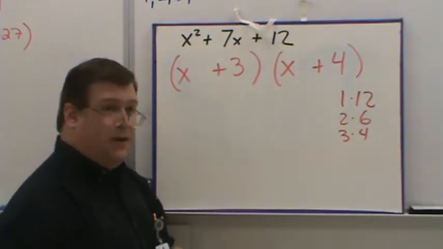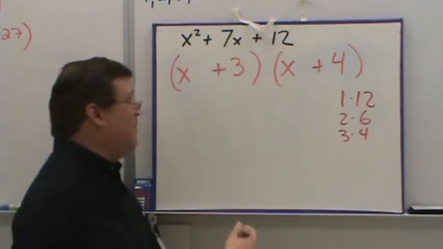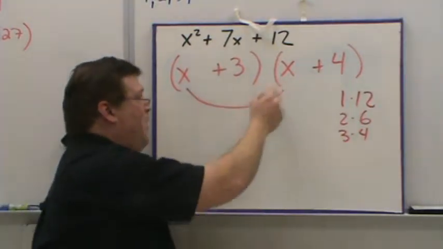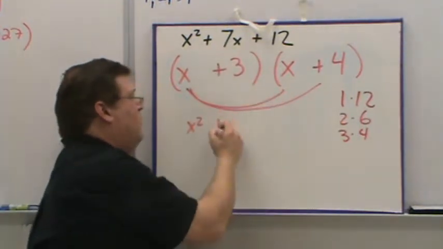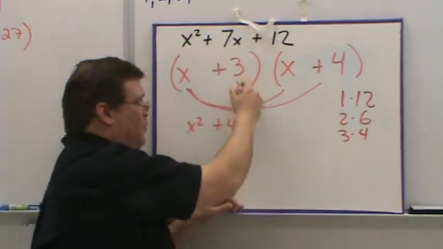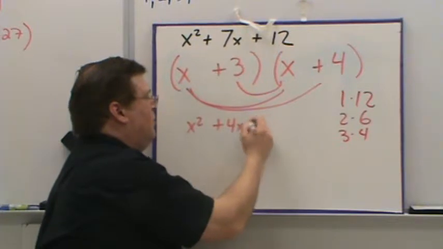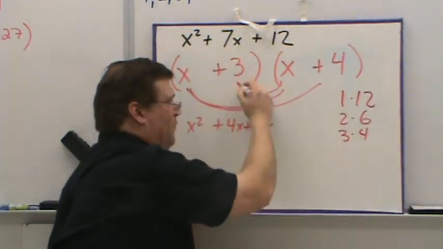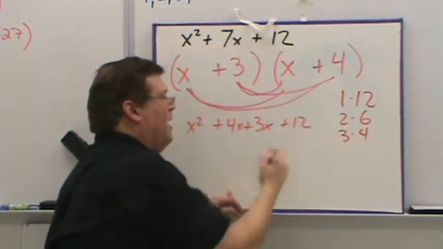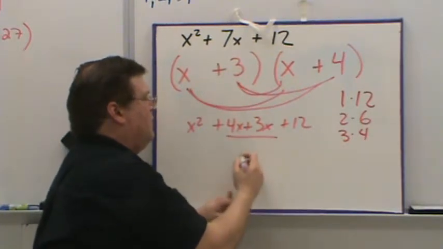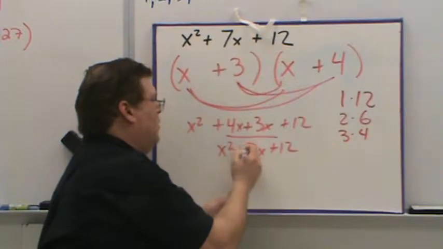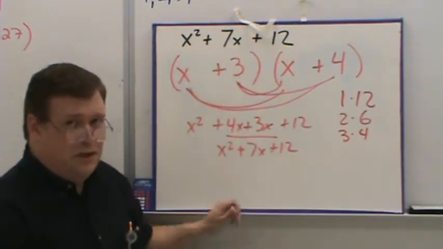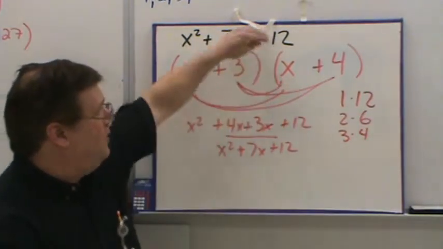To figure out for sure, I'd multiply to double check my answer. Doing that distributive property, x times x is x squared, x times 4, 4x, 3 times x is 3x, 3 times 4 is 12. Combine those like terms in the middle, I get 7x plus 12. So I do end up getting the original trinomial or quadratic there.